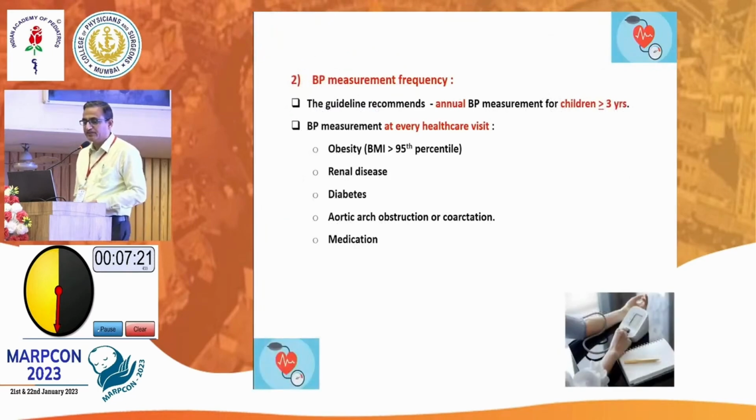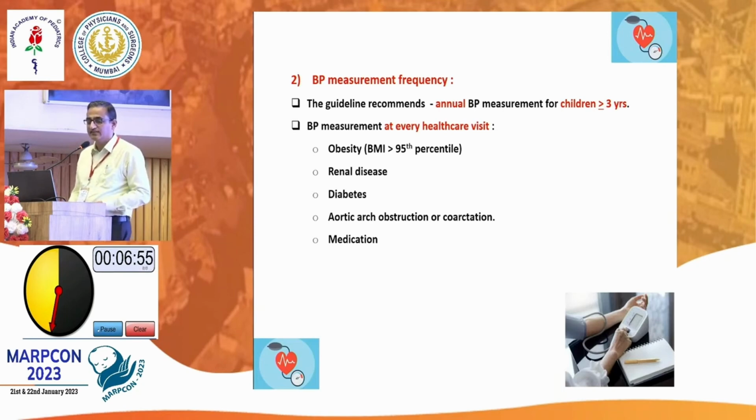What is the BP measurement frequency? The guideline recommends annual BP measurement for all children whose age is 3 or more. But in certain special situations, the blood pressure of these children should be measured at every visit. And these conditions are if the child is obese with BMI more than 95th percentile, if the child has renal disease, diabetes, coarctation of aorta, and if he is under some medication which is likely to raise the blood pressure.